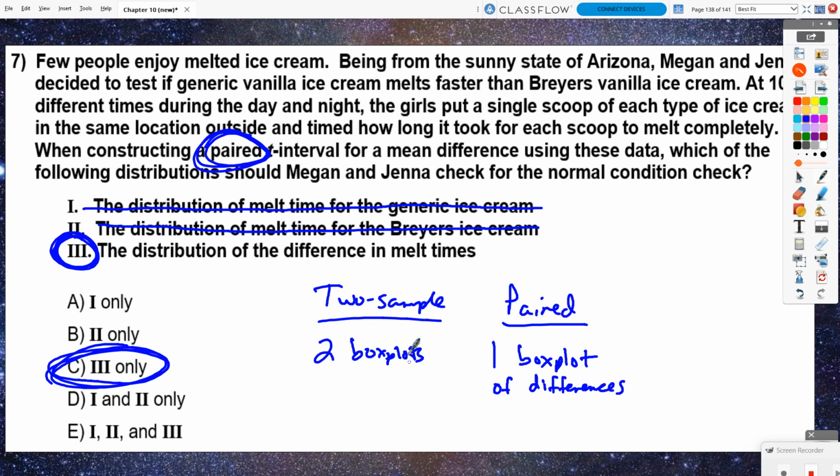Now, if, again, this was a two sample problem, then we would need to look at both box plots, the generic ice cream box plot and the Breyers ice cream box plot. So if it was a two sample problem, then we would need to take a look at answer choice D.